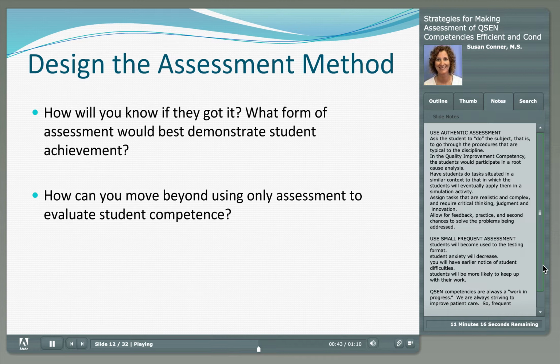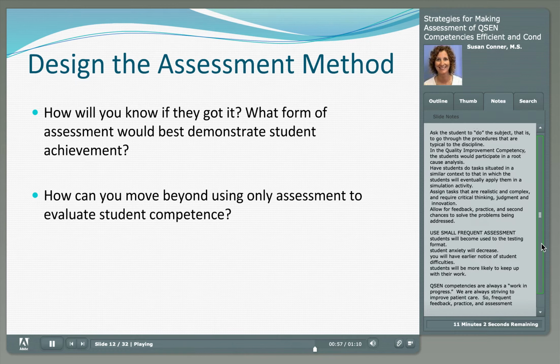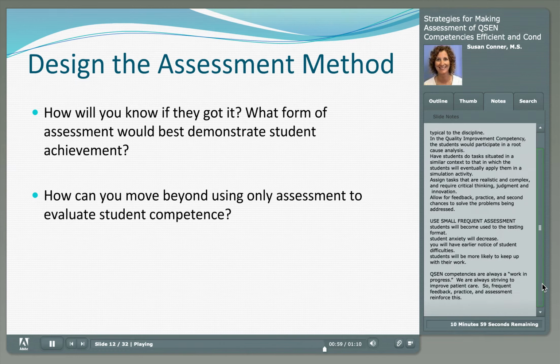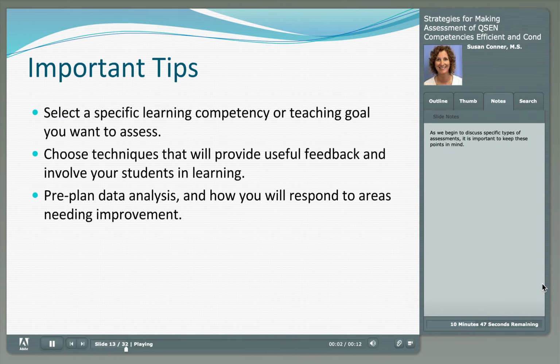Use small, frequent assessment. Students will become used to the testing format. Student anxiety will decrease. You will have earlier notice of student difficulties, and students will be more likely to keep up with their work. QSEN competencies are always a work in progress. We are always striving to improve patient care, so frequent feedback, practice, and assessment reinforce this. As we begin to discuss specific types of assessments, it is important to keep these points in mind.